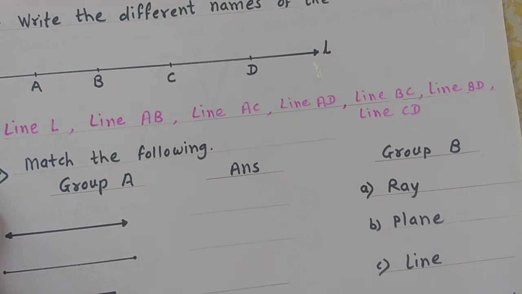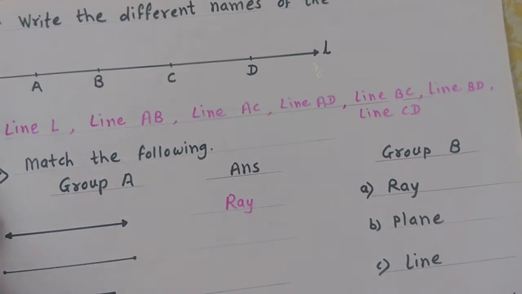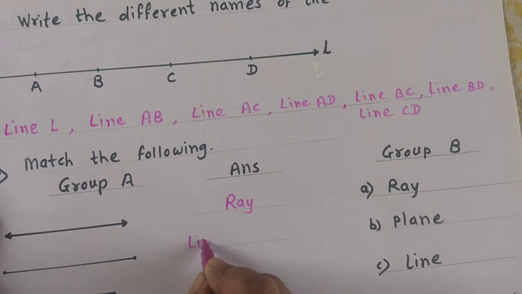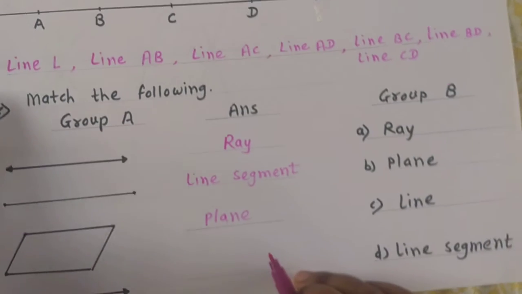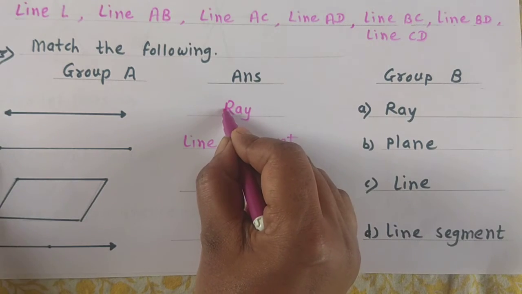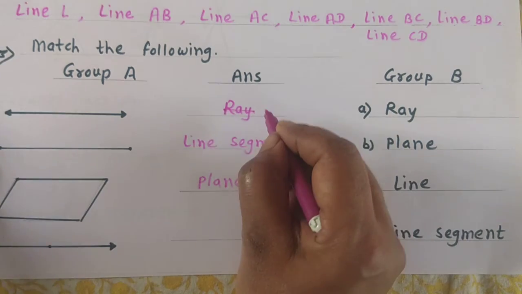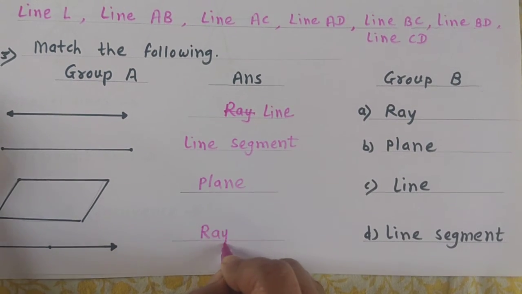Now, third question, match the following. What is this? This is a ray. What is this? This is a line segment. What is this? This is a plane. And what is this? This is a line and this is a ray.